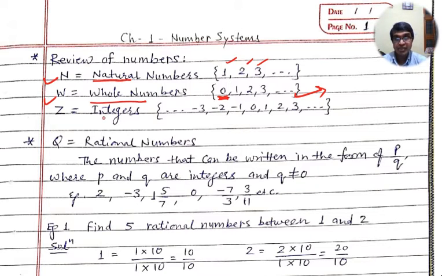Now integers. In integers, there are 0, 1, 2, 3 up to infinity on the positive side, and also the negative side: minus 1, minus 2, minus 3 up to minus infinity. So we represent integers by I or Z. Z is taken from Zahlen, it's a German word. So Z is from that. So these are the different types of numbers which you have studied in different classes previously.